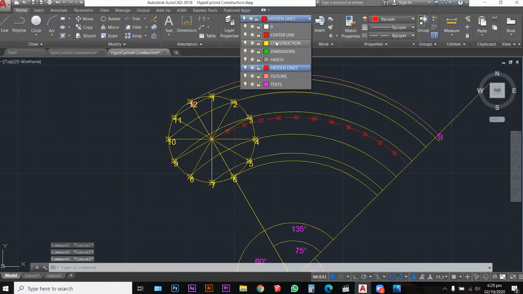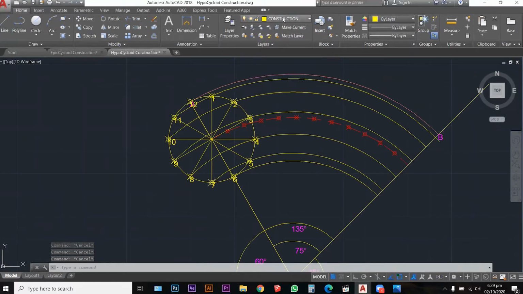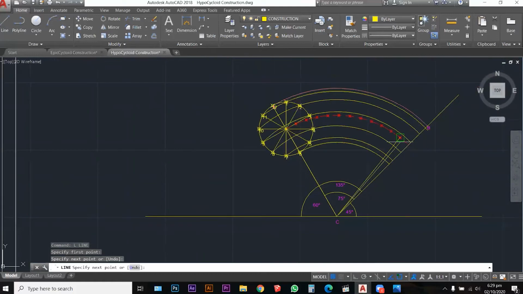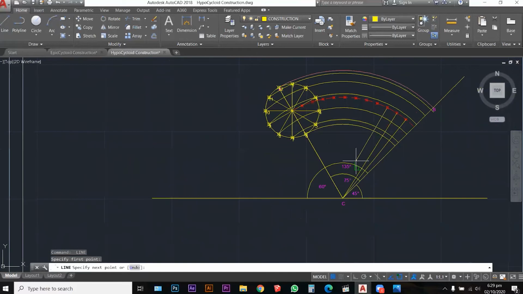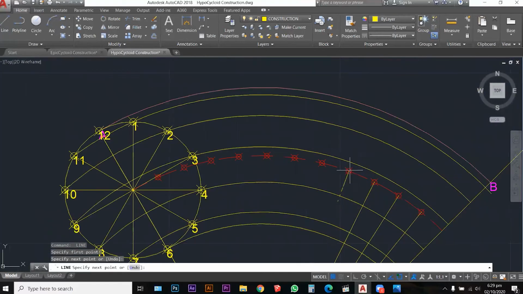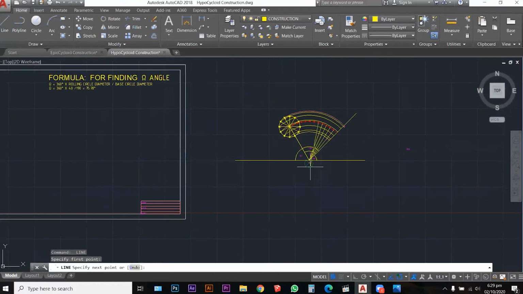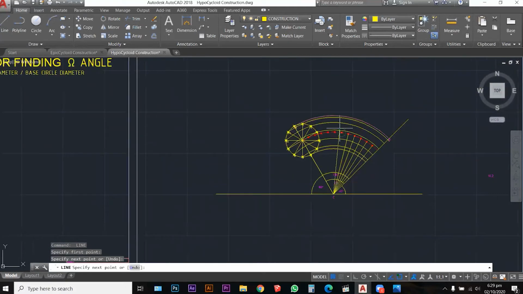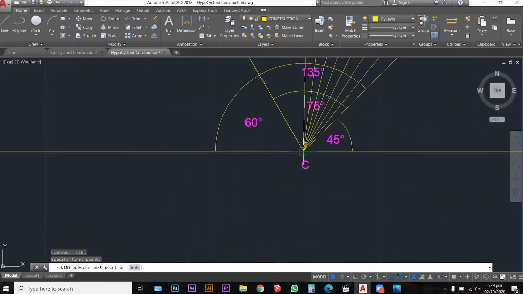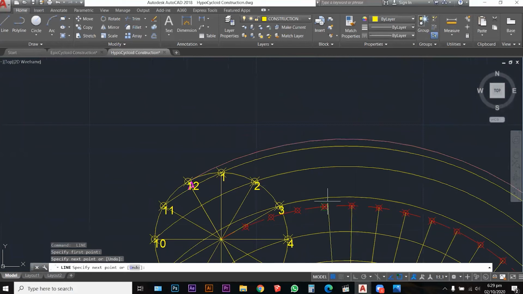Now, I'm going to head back over to my construction layer, and I am going to start pulling each piece down to the center, or to point C. From each point, I'm going to make the connection to point C. And I'm also going to number those points after I finish this part of the drawing.